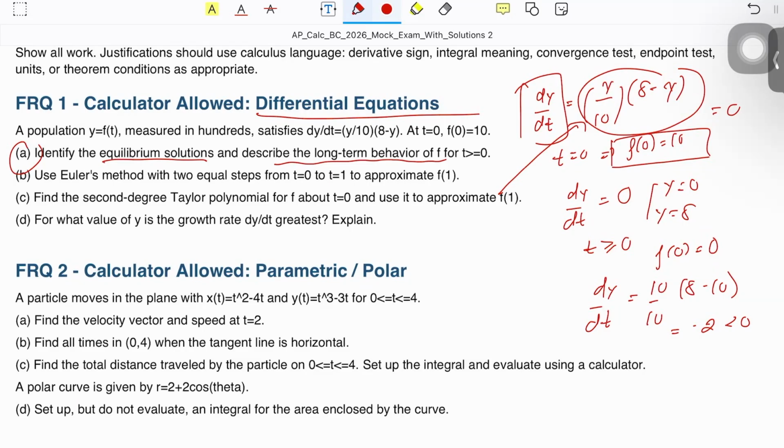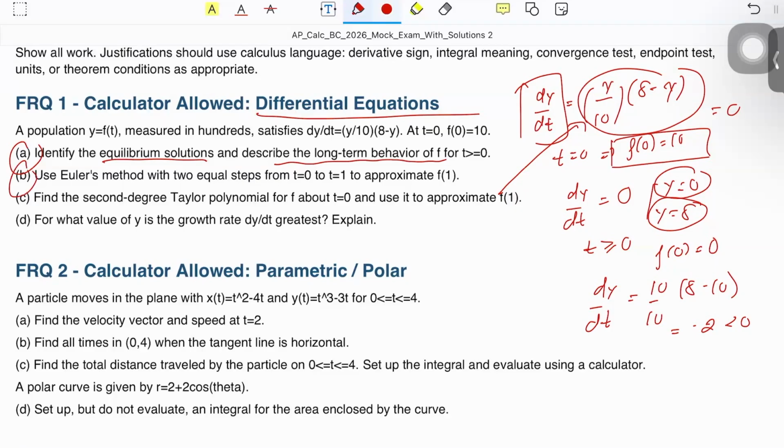Let me see the full sentence. What do they say? Yeah, so they're decreasing to y equal to 8, from 10 toward 8, the equilibrium solution. Okay.